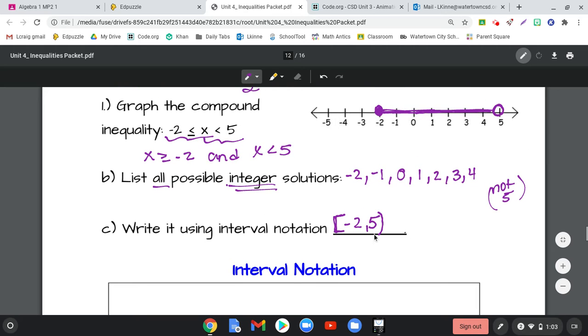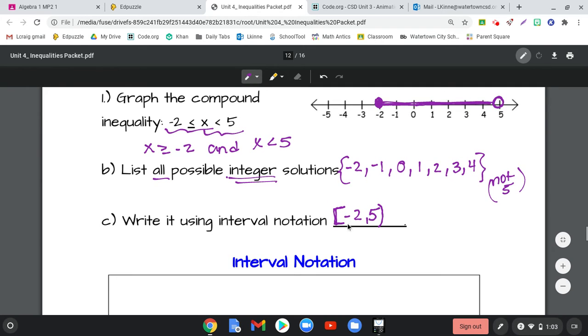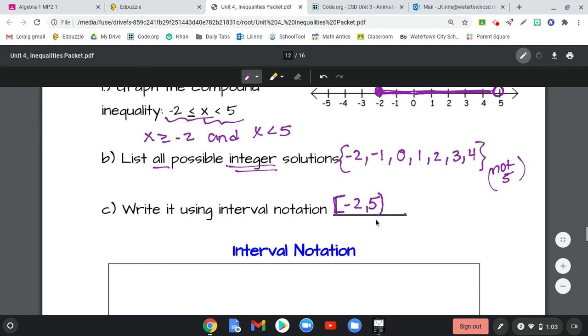All right, so basically this is another way to list all of your solutions. So those are all the integer solutions. You could also write it like this, where it says it's basically anything between -2 and 5. It includes -2, but doesn't include 5.